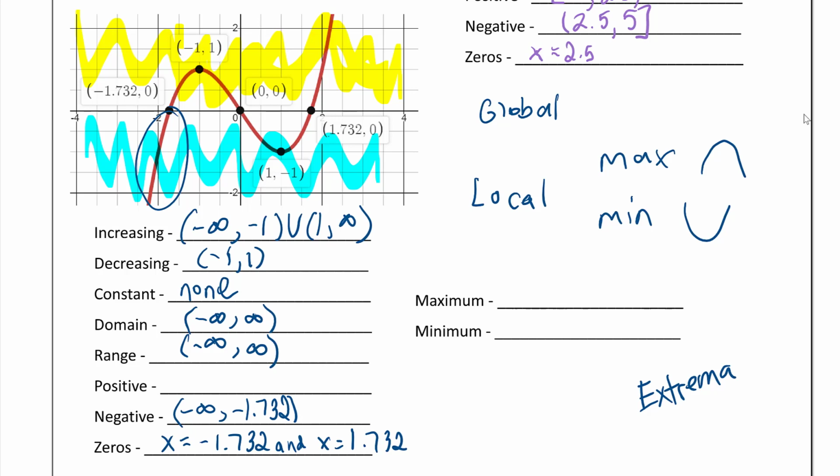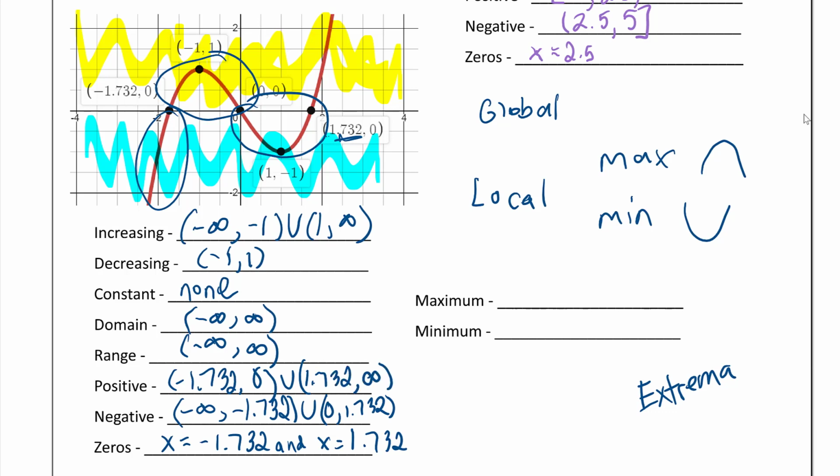But then we switch, and from -1.732 to 0, now we are positive because we are above the x-axis. Positive means above the x-axis, negative means below. So -1.732 to 0. And then from 0 to 1.732, we're negative again. And then we switch back to positive, and that goes until infinity.